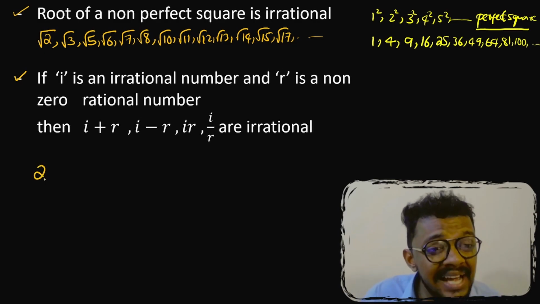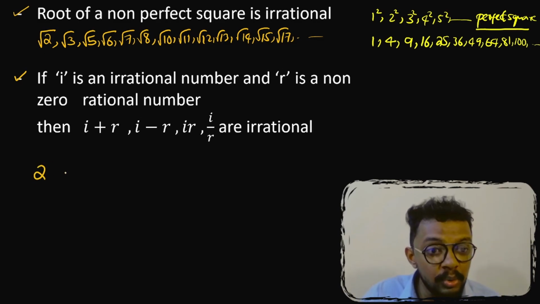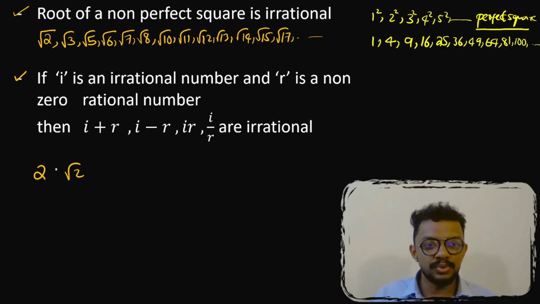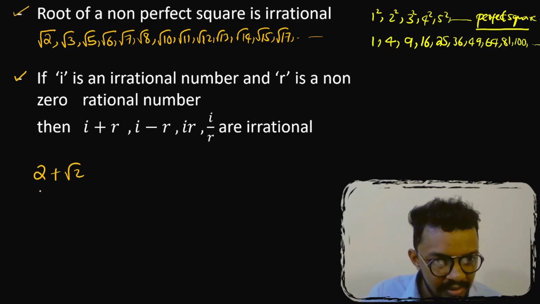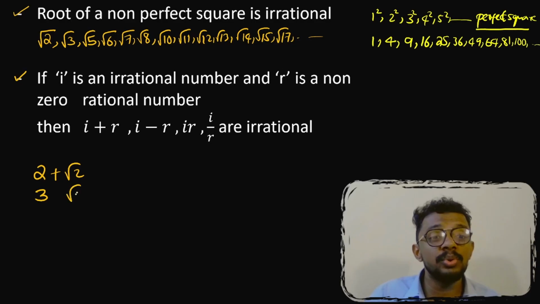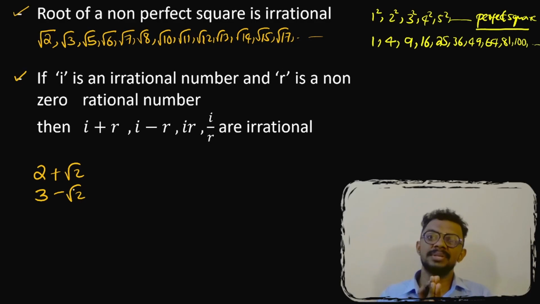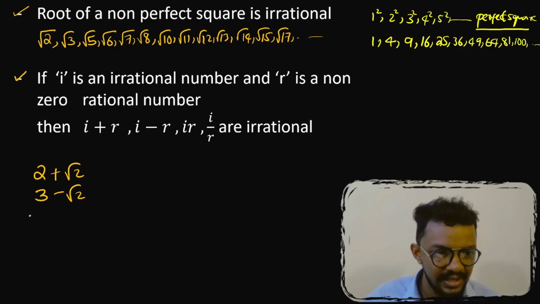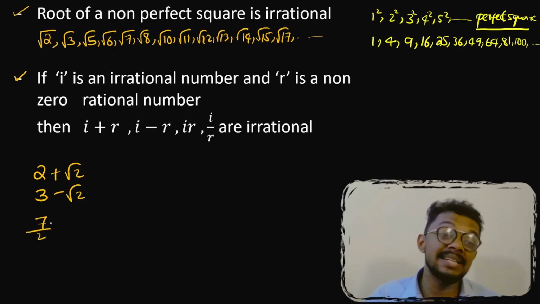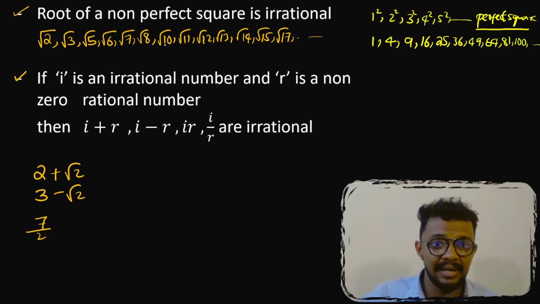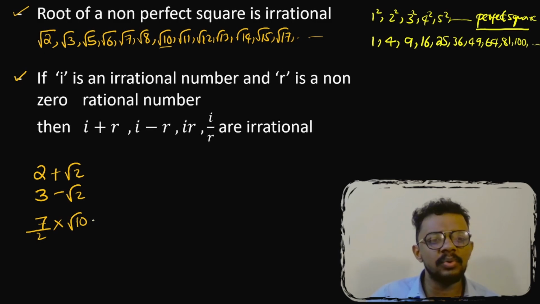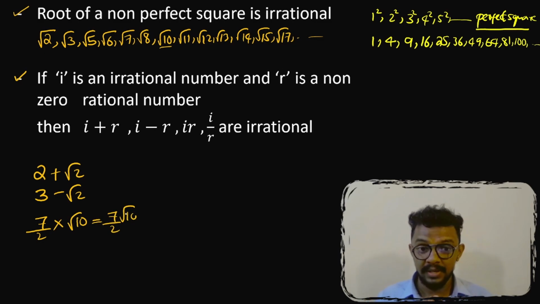I know 2 is a rational number. I know root 2 is an irrational number. So 2 plus root 2 is irrational. I got one example. 3 is a rational number, root 2 is an irrational number, so 3 minus root 2 is an irrational number. Okay, so 7 by 2 is a rational number. Root 10, I'm taking root 10. Root 10 is an irrational number. So 7 by 2 into root 10 is basically called 7 by 2 root 10. This is how we represent it. 7 by 2 root 10 is an irrational number.